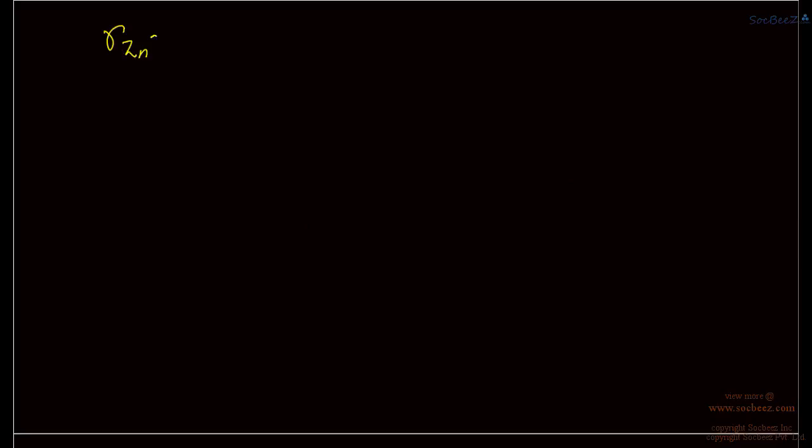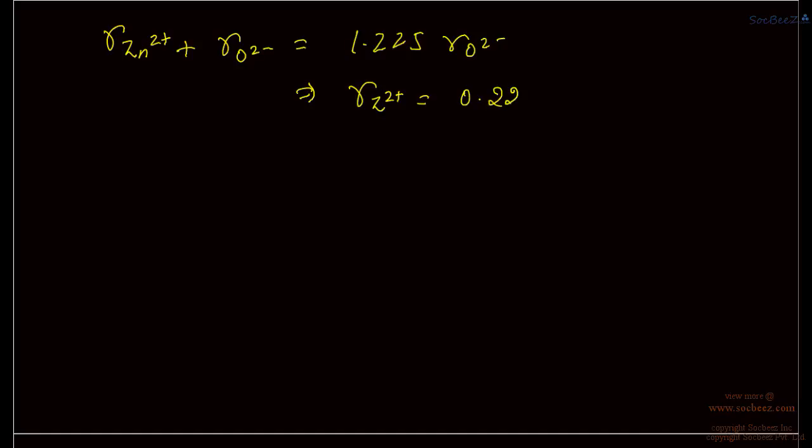Okay, and now similarly the radius of Zn2 plus, it comes out to be 1.225 R O2 negative. So this, minus R O2 negative, gives the radius of Zn2 plus as 0.225 R O2 negative.